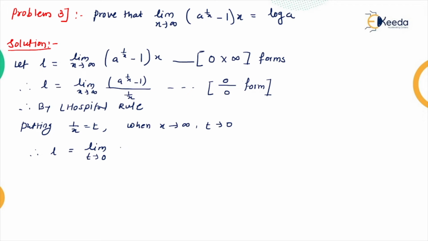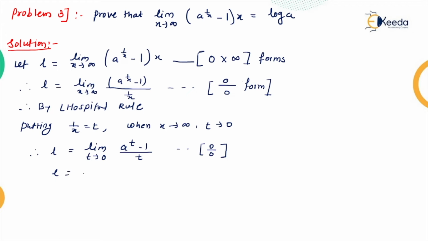Now a raised to 1 by x means a raised to t, minus 1, divided by 1 by x, which is t. It takes 0 by 0 form: a raised to 0 minus 1, that is 1 minus 1, which is 0, upon 0. Observe this, guys. Now we are applying L'Hospital rule.